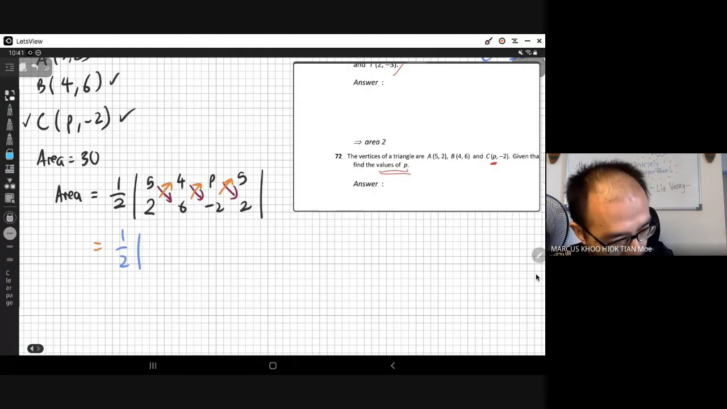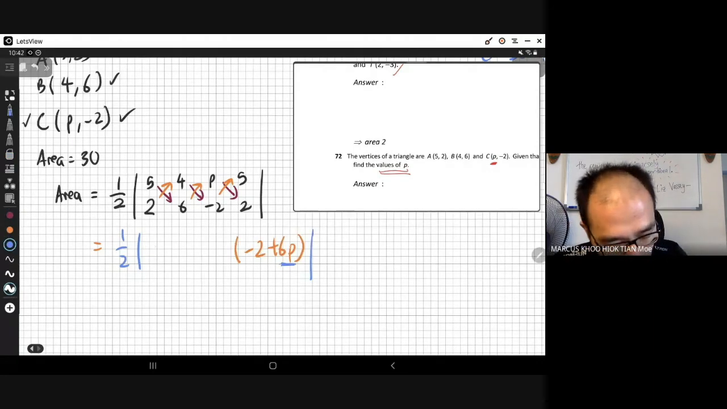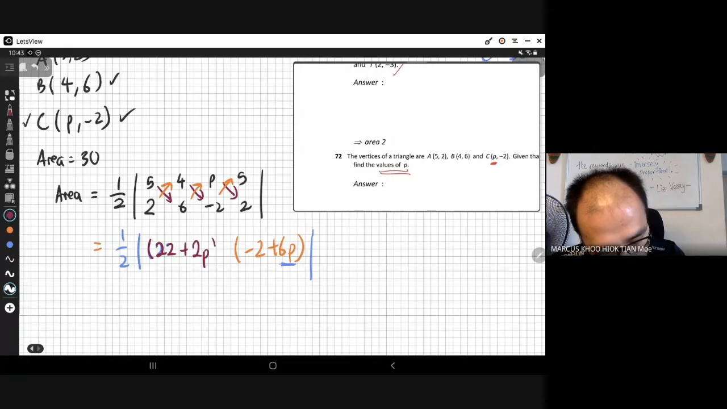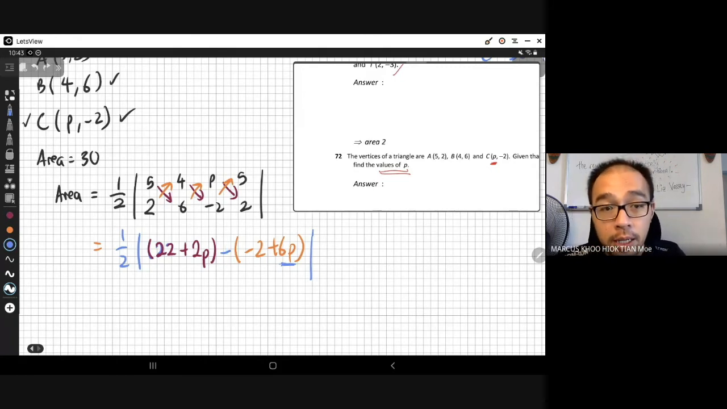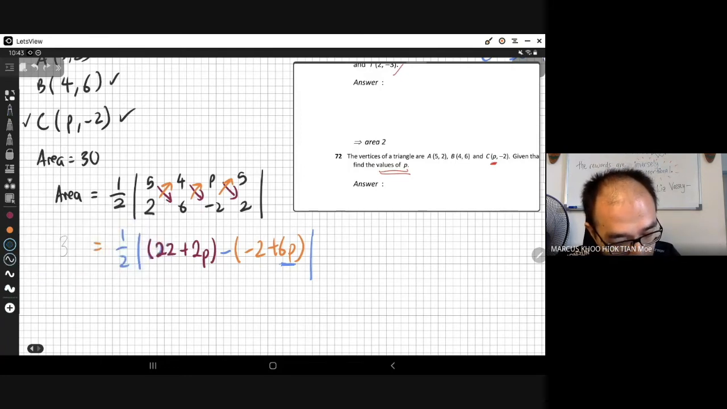Orange is negative 2 plus 6p. Oh, okay, very good. 22 plus 2p. And then we know that this is plus. Sorry, it should be what? Minus. Yeah, it should be minus. Now we haven't solved this one. We know that the area equals 30.